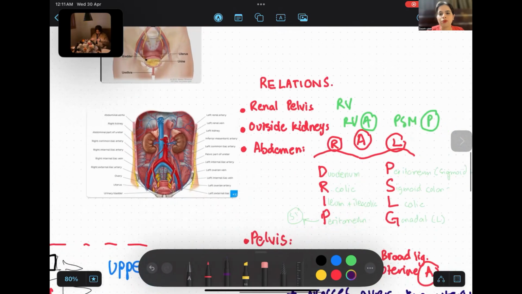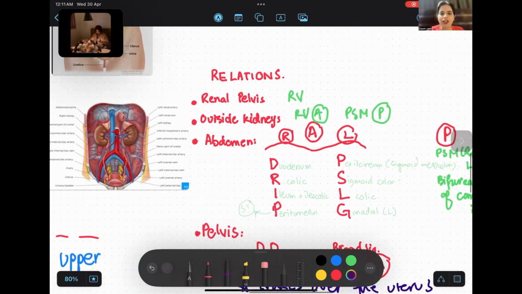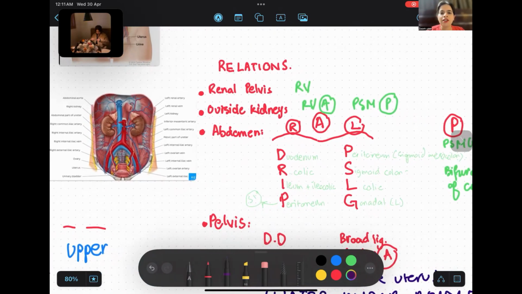I used my dear friend Hasna's mnemonic here. So relations, in the renal pelvis, you have your renal veins. Outside the kidneys, you have anteriorly your renal veins, and posteriorly your trusty psoas major muscle.